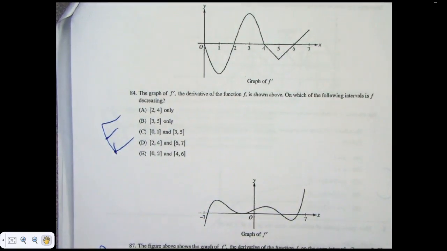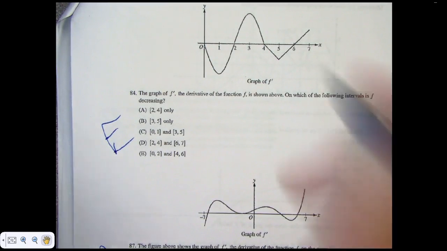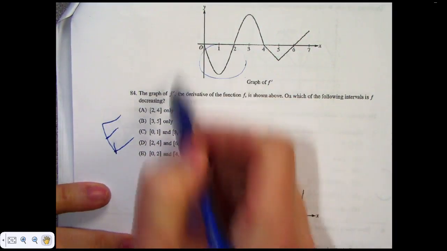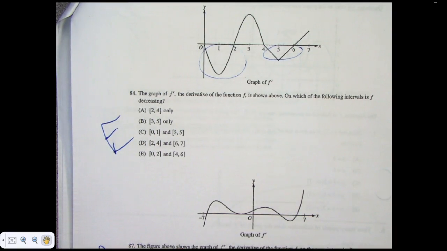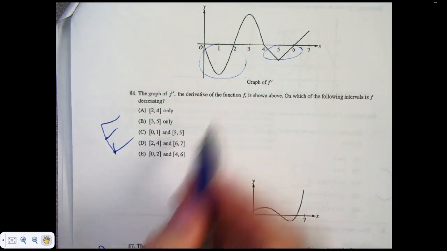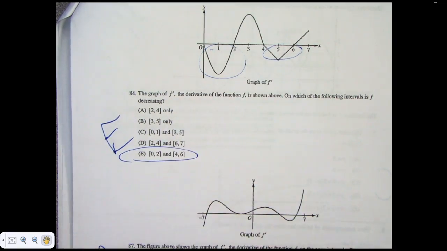84, where is f decreasing? Well, we have a graph of the derivative. So anytime we're below the axis, that means our slope is negative on the original graph. That means the original graph is decreasing. So from 0 to 2 and 4 to 6. So E, because that's where we're below the axis.